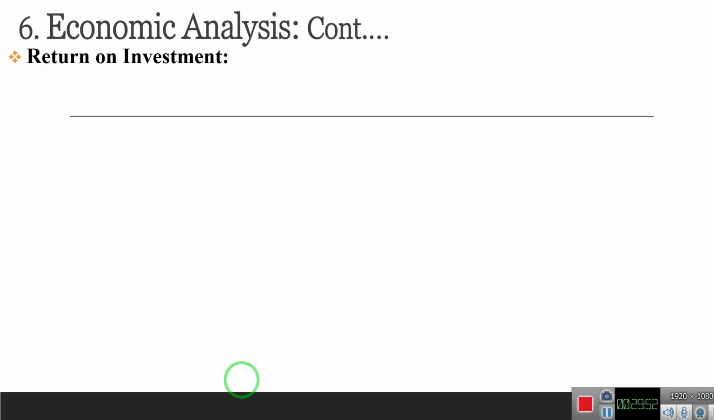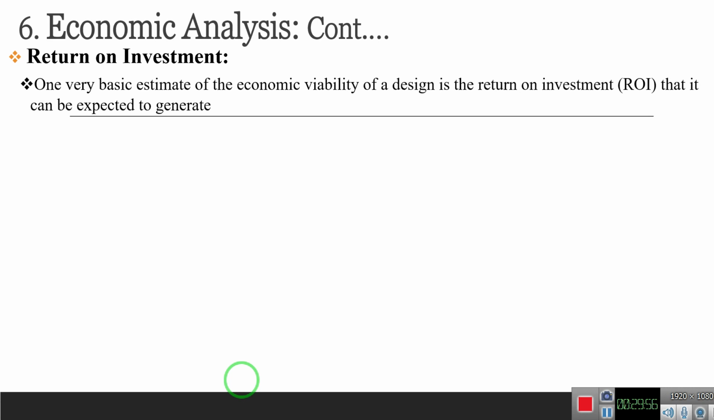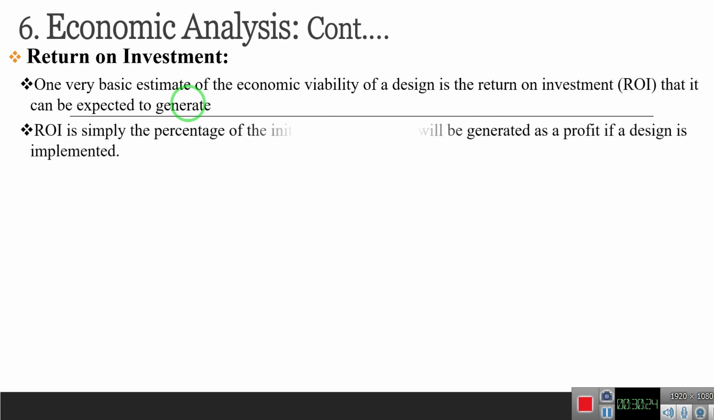The second part, return on investment. How much you are getting return. A very basic estimate of the economic viability of a design is the return on investment, ROI we call it, that it can be expected to generate. It means when you are spending so much effort or money, time, and design people, then how much you are getting in returns on that. That's important here.